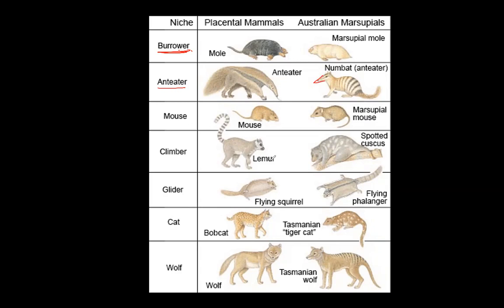Mouse, lemurs for climbing the tree. They fly, gliders. Flying squirrel, flying phalanger. And that's a cat, carnivorous. Tasmanian tiger cat. It's a wolf, but in Australia you find the Tasmanian wolf. Okay, so these are examples. You don't have to memorize them. Remember, Australian marsupials are examples of adaptive radiation.